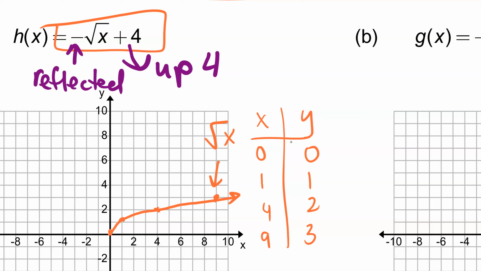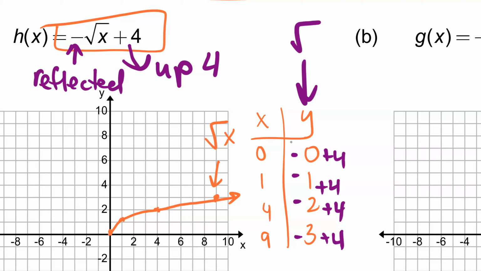All right, so multiply by negative 1, and then we're going to add 4. Technically, if I plug in an x value of 0, the square root of 0 is 0, plus 4 is 4. Then if I take square root 1, it's 1, negative 1 plus 4. So this list in orange is showing what root x would be. First I have to multiply it by negative 1, and then I can add 4.